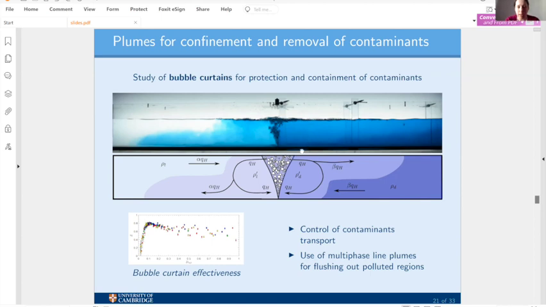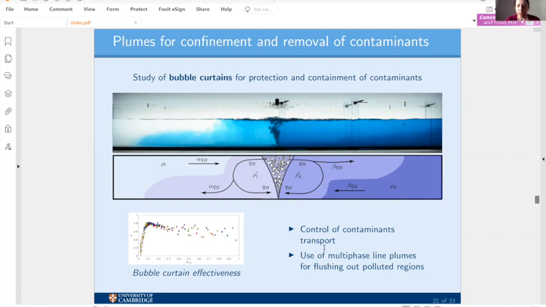And it turns out that if operated under optimal conditions, these bubble curtains can in fact be very effective, and they can prevent up to 80% of the saltwater intrusion from the saltwater side into the freshwater side compared to the unprotected case. Now, just to summarize, what we are doing here is using the multiphase plumes in this example in order to control the contaminants transport in harbor areas. And also, what I'm not showing here, but what we can also do is use multiphase plumes in order to flush out polluted regions in oceans.